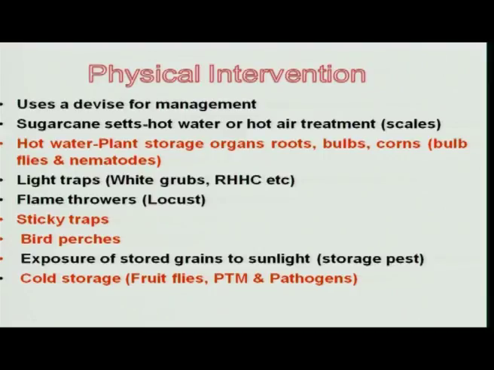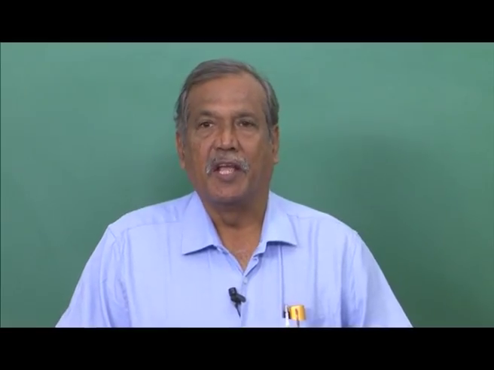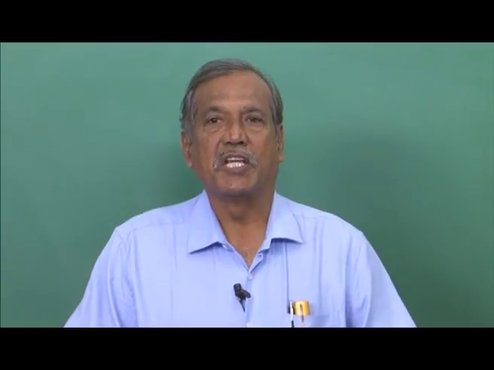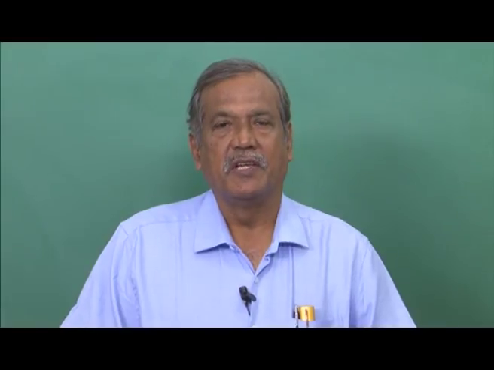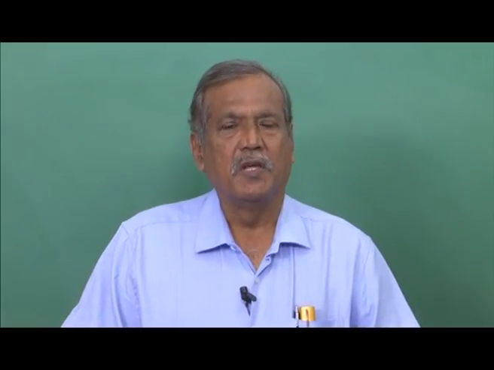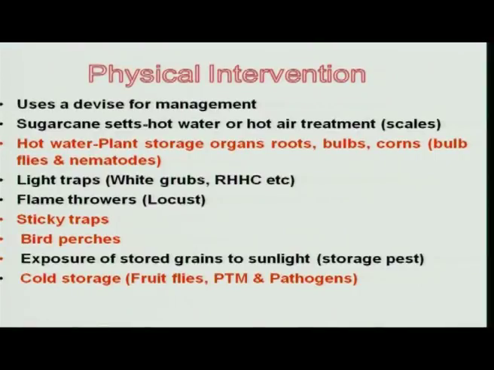Hi, in the last three classes we discussed various aspects of ecological pest management methods. Today we will have another set of ecological methods of pest suppression, wherein through physical intervention we can reduce the pest population significantly. The meaning of physical intervention is using a device or a material or a source for reducing the pest population. I have listed here some of the devices that can be used.